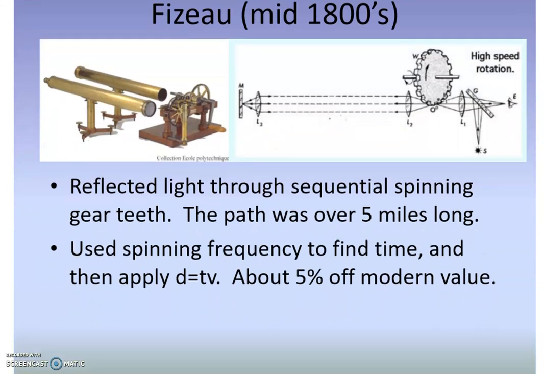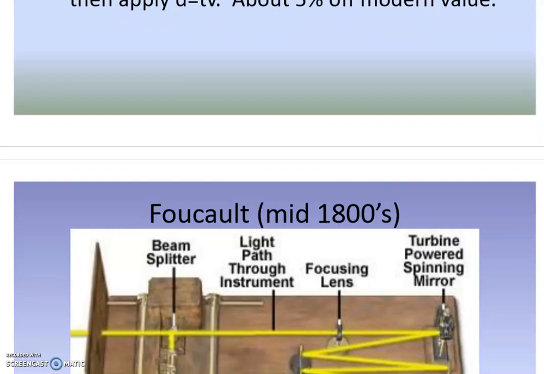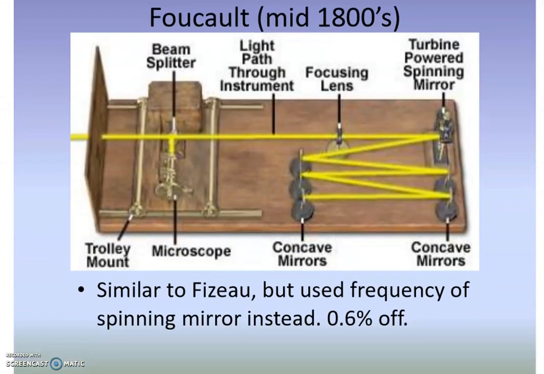And remember, we have Fizeau with the spinning gear, and the light went through the sequential openings of the gear when it was actually rotating around, and used the frequency of rotation and distance and used d = vt basically to get the speed of light. And then a similar one we looked at last year was this one, where he used the rotating frequency of a spinning mirror in order to do the same type of thing, using frequency to get time and distance and that type of thing.